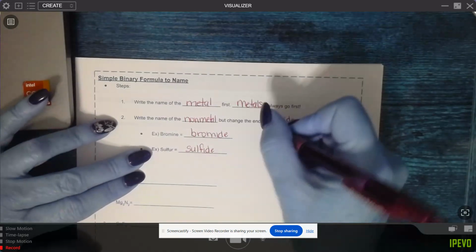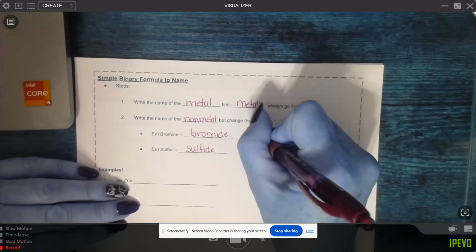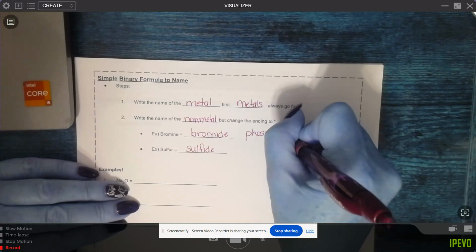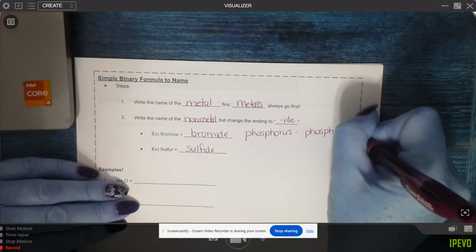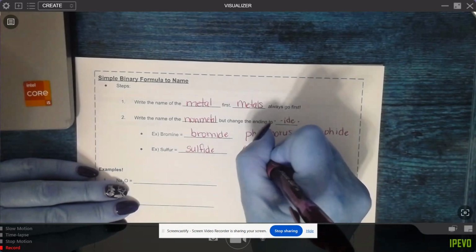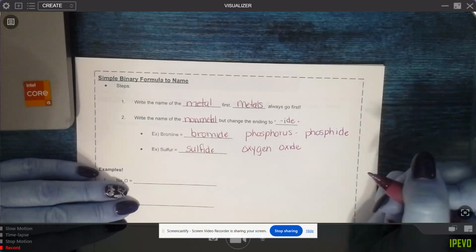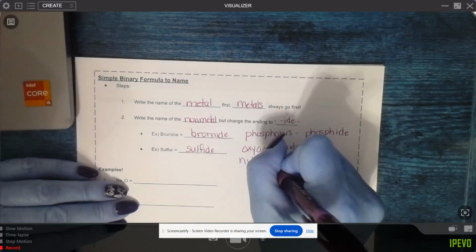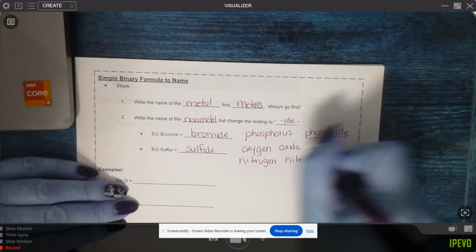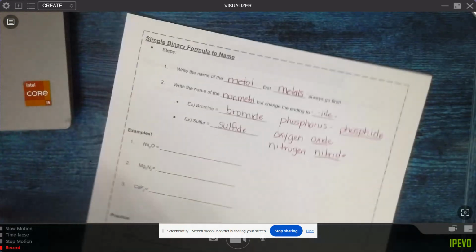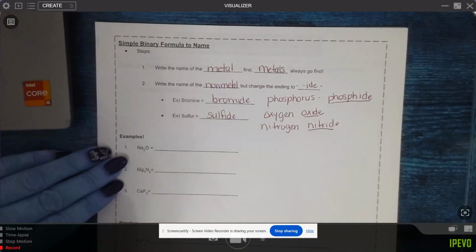There's a couple of these I'm going to have you write down because they're a little tricky sounding. For example, phosphorus is phosphide. Oxygen is oxide. Nitrogen is nitride. These are some that just sound a little bit different because they've got more syllables.